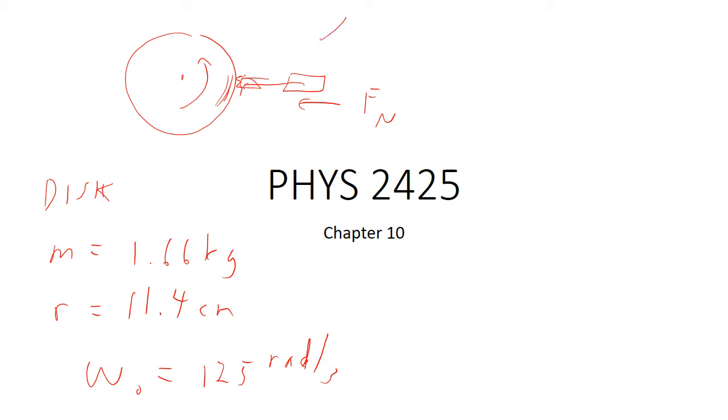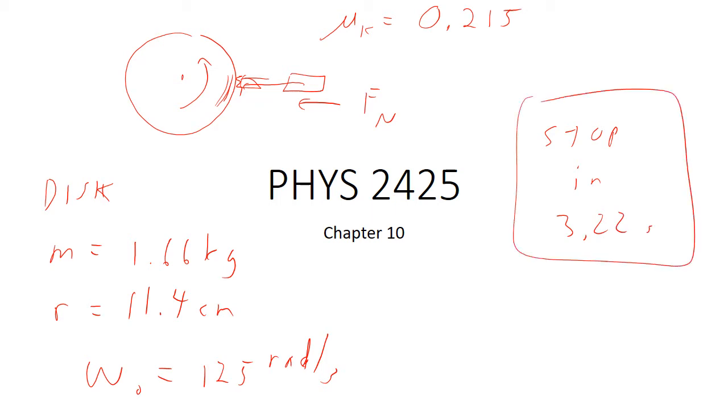So we need to know the coefficient of friction between the two. And we're going to say the coefficient of friction is 0.215. And I don't just want to stop it, I want to stop this in only 3.22 seconds. So I want to know, as I said, what force do I have to use to push that plunger into the disk?